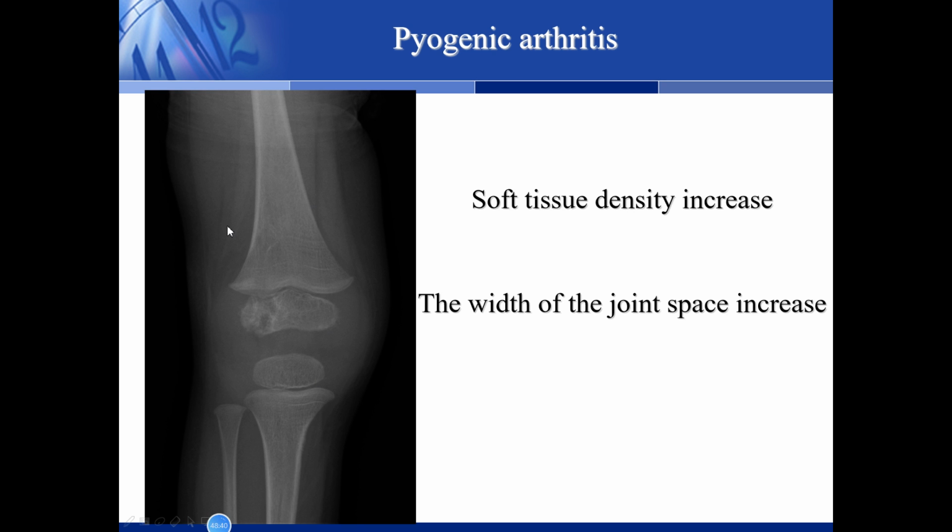Here is a pyogenic arthritis. Here is the soft tissue outside the joint, it is swelling. The density is increased. The width of the joint space is increased. So this is pyogenic arthritis. That's the arthritis that happens in the joint, affecting both the soft tissue and the bone. Here we also find bone destruction in it.